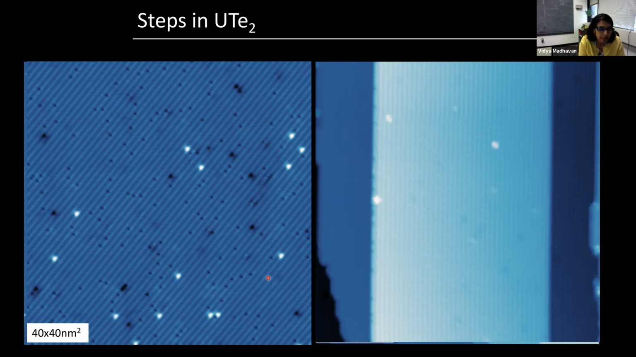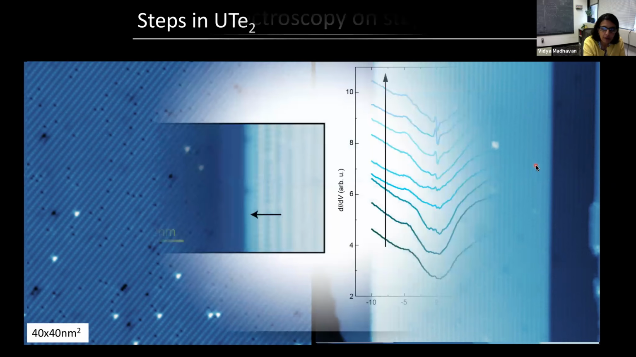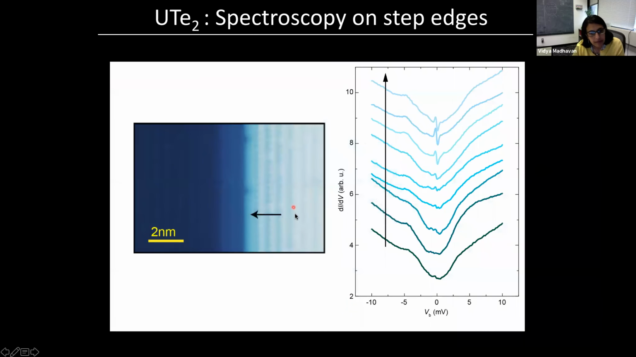of the sample. So here, for example, is a region without step edges, and here's a region of the sample with step edges. So since we have the ability to move around and look for these regions, we naturally went to the step edge to look at the spectra. So here is a series of spectra taken from, this is a step edge, from far away, coming closer and closer to the step edge.